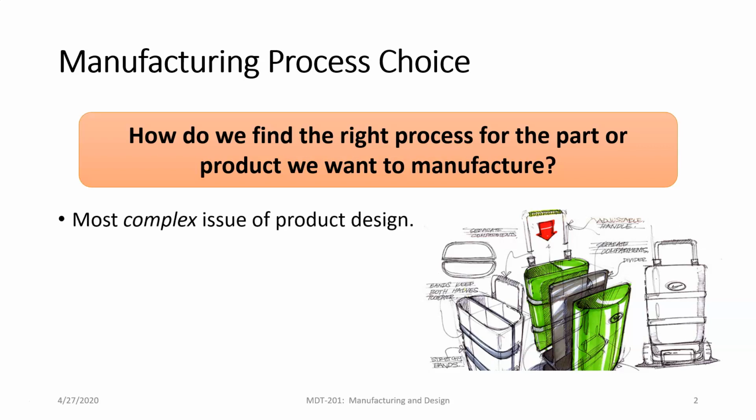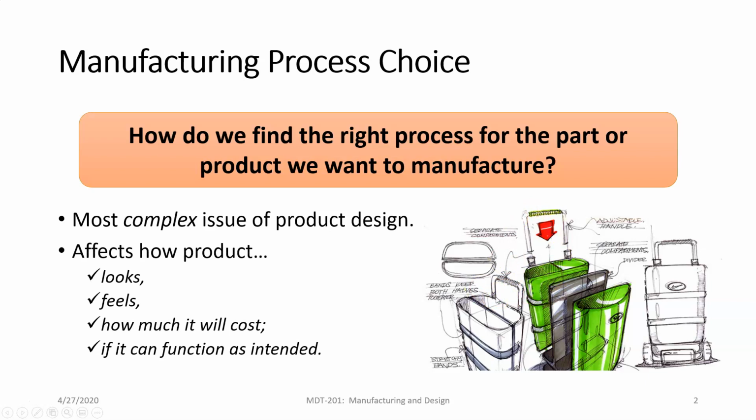This is the most complex issue of product design. We could make all the sketches that we want, neat sketches and really cool ideas, but unless we can figure out a way how to make it, and make it efficiently, and effectively, and so that it functions properly, all we have is a bunch of pretty pictures. This affects how the product looks, feels, how much it will cost, and whether it can function as intended. Those are 4 of the biggest, most important factors, and they're all linked to finding the right process to manufacture our parts.